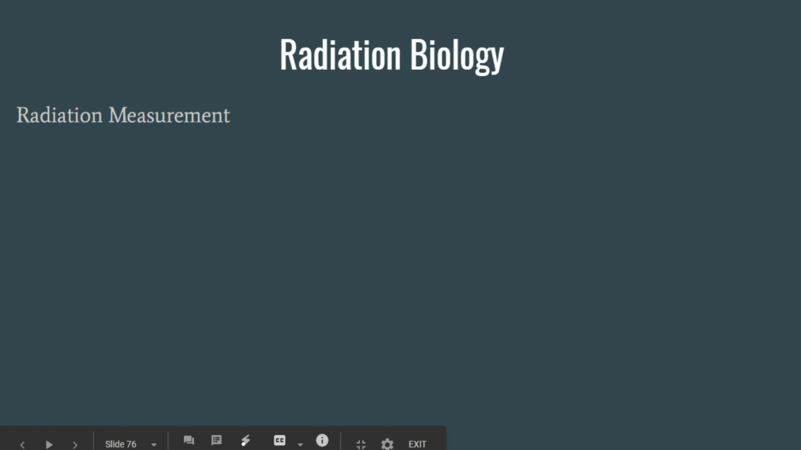The next concept we need to talk about is radiation measurement. It's important for the dental assistant to understand radiation measurement just in case they need to explain exposure and dosage concepts to the patient. We've already mentioned that some patients have a concern with being exposed to radiation in the dental office, and if you understand the measurements of it, you should be able to help the patient understand that radiation is safe within the dental office.